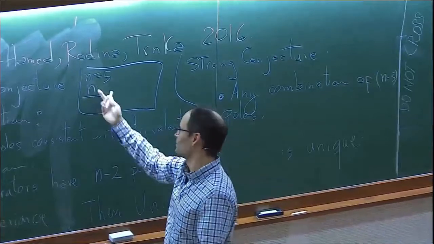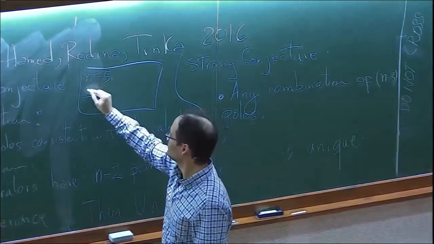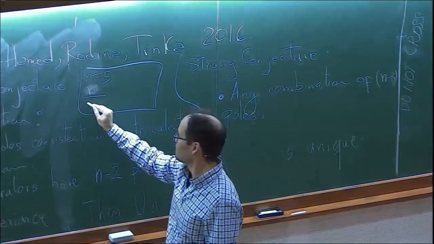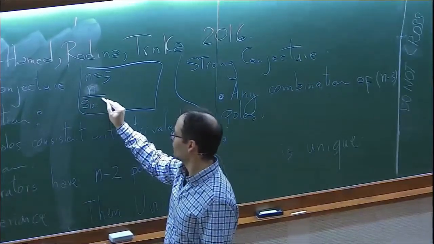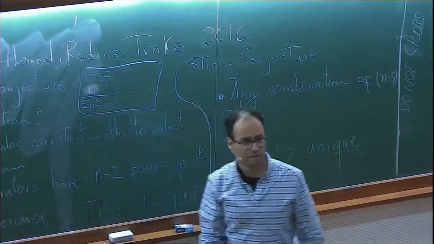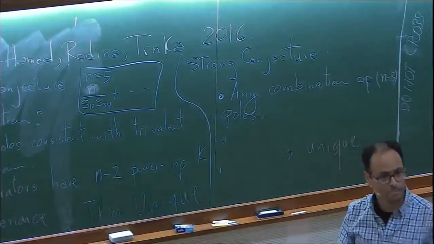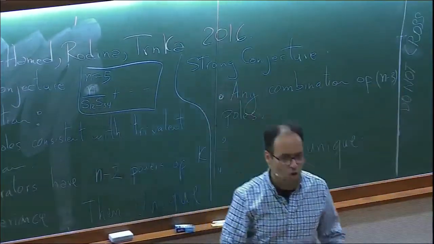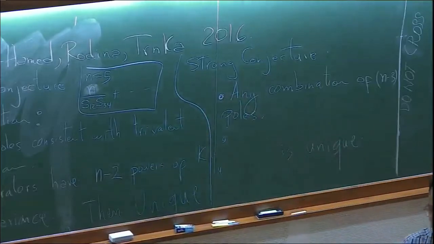Very unfortunate that there is an n and an n. But so these are numerators. And you're supposed to put here poles that are consistent with trivalent graphs. What's an example of a combination of poles that is not consistent with a trivalent graph?